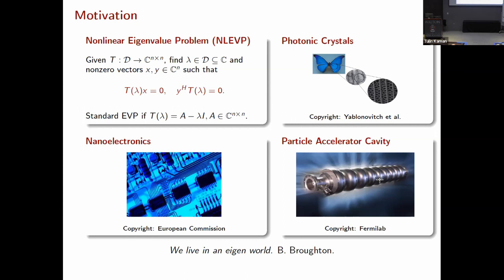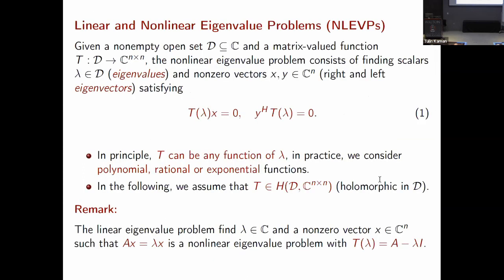The other area is nanoelectronics, of course, in the design of chips. We also want to propagate certain wavelengths, and that brings us to nonlinear eigenvalue problems too. And for example, consider the particle accelerator cavity: particle physicists build detectors, and Fermilab, for example, is working a lot on building these particle accelerator cavities. One of the mathematical problems which arises there is also the nonlinear eigenvalue problem. So this is our object of interest for today.